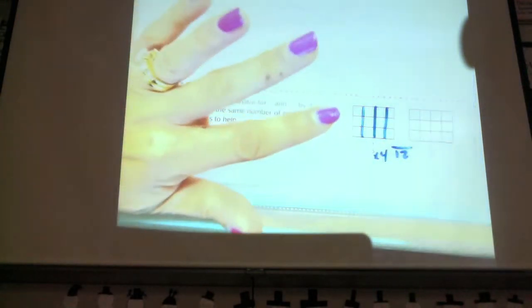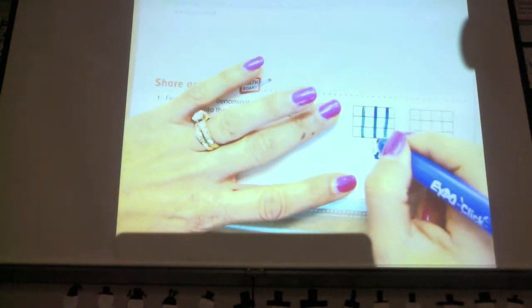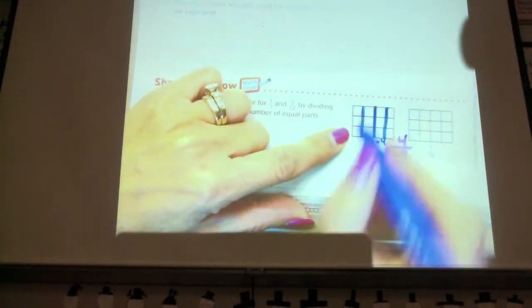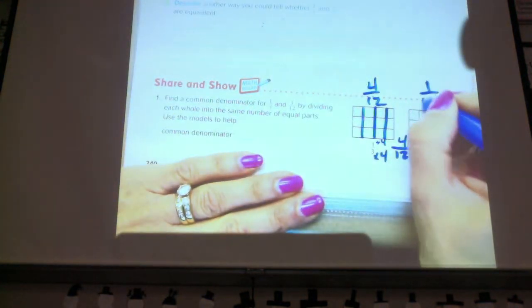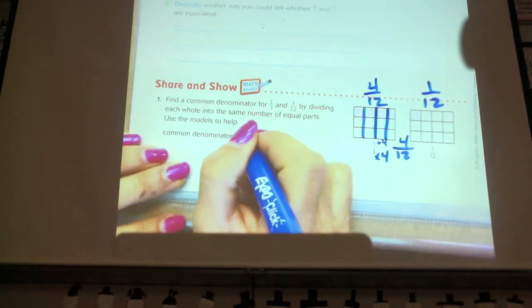So if I multiply the denominator by 4, what do I have to do with the numerator? Multiply it by 4, which is 4. So this is now called 4/12, and this is still called 1/12. Did I have to change the denominator on both of them to have a common denominator? No, I did not. Sometimes one denominator works, and you work towards that one, and you only have to change one fraction. All right. So what was the common denominator here?